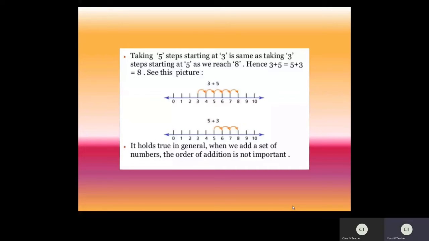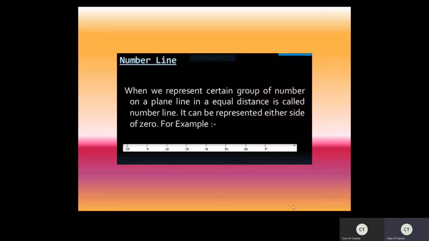So now let us again recall it. When we represent a certain group of numbers on a plain line at an equal distance, it is called a number line. It can be represented on either side of the 0.